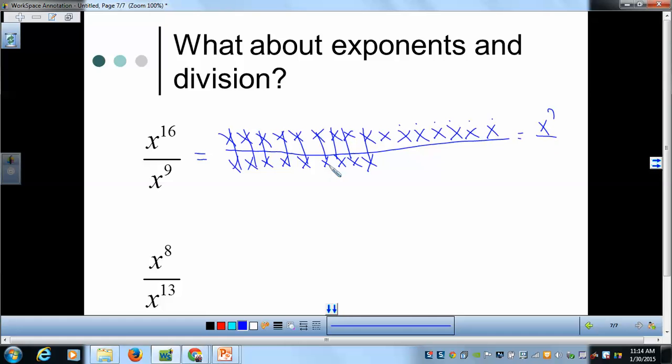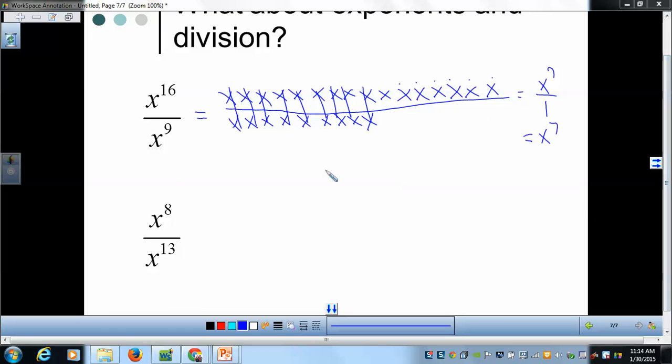Now, what is left in the denominator? That would actually be just 1, because all of these things divide to be 1, so it's really 1 over 1. So x to the 7th over 1, or just x to the 7th power. Now, notice, the number of x's in the numerator was greater than the number of x's in the denominator. Therefore, the remaining amount was in the numerator.